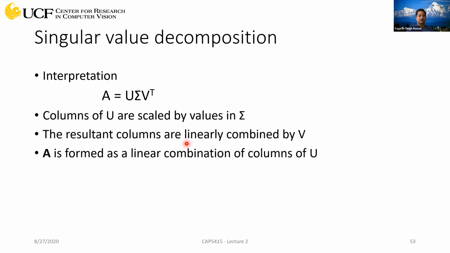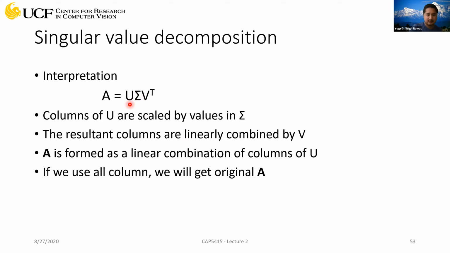Finally, if you try to understand this, A can be broken down as linear combinations of these columns of U, which are scaled using this diagonal matrix. And then you linearly combine with the vectors you have in this V. So ideally, we can use all the columns in U to represent A.